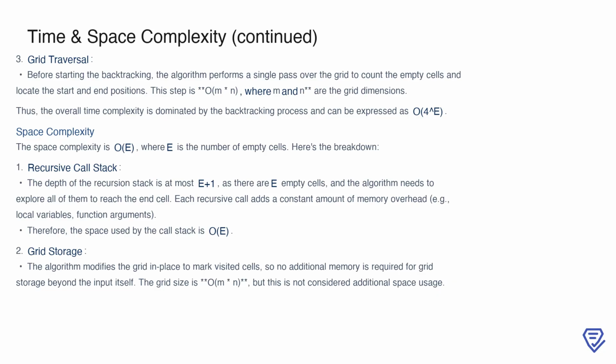Now switching to space complexity, the primary contributor is the recursion call stack. Since the recursion depth corresponds to the number of empty cells, e plus 1 for the starting cell, the space used by the call stack is proportional to e. Additionally, the algorithm modifies the grid in place to mark cells as visited, meaning it does not require additional memory for grid storage. The grid itself, being an input, is not considered extra space. Therefore, the space complexity is dominated by the recursion stack, which is e.